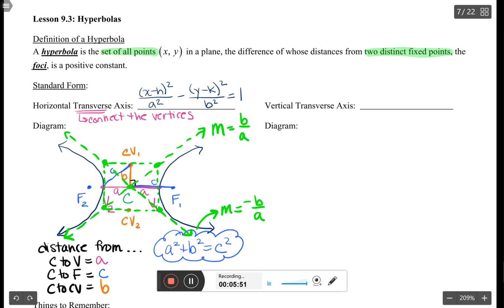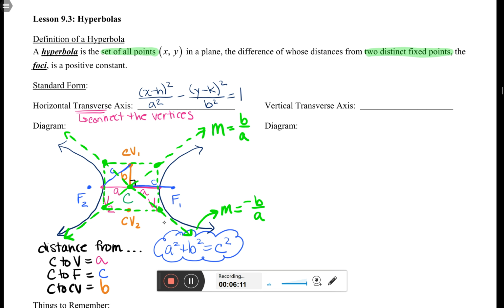And that's how I find the slopes of the asymptotes. Now I also know that each asymptote passes through the center, so I can use the slope of B over A and negative B over A, and also the point of the center to write the equation of a line using point slope form. The exact same thing goes for the vertical transverse axis.